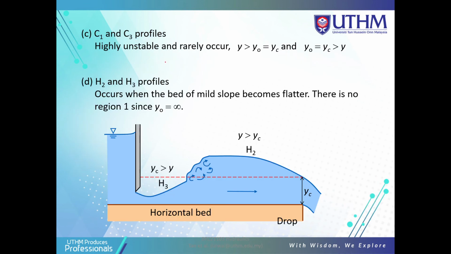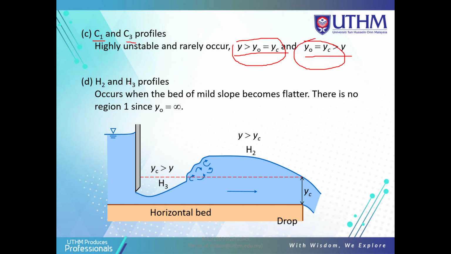Okay, so the C1 and C3 profiles are for the critical slope. Okay, highly unstable, because this is for the critical. Okay, critical at region 1 and critical at region 3 is the profile here. No profile here, you just remember this one.